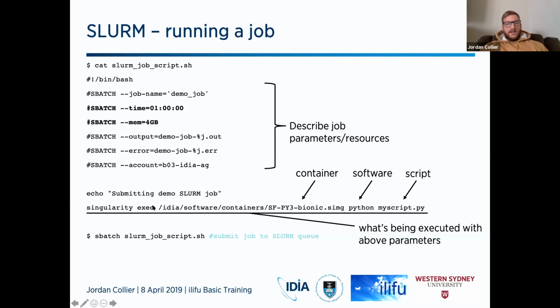I call Singularity exec, so I'm executing this container. I'm running this software, Python, and I'm running a script that I've written, my script.py. And so this is the contents of my SBatch file, and then I'll run that with sbatch and the name of the script, and this submits it to the queue. But I could put anything in here, so I could switch to a different container, different software, CASA, and a different script.